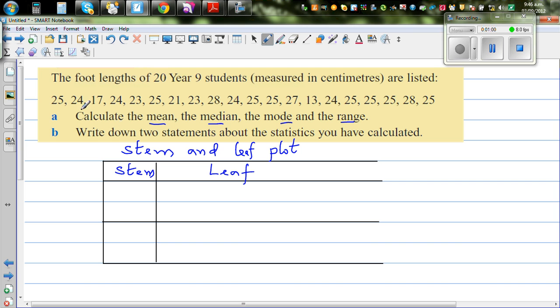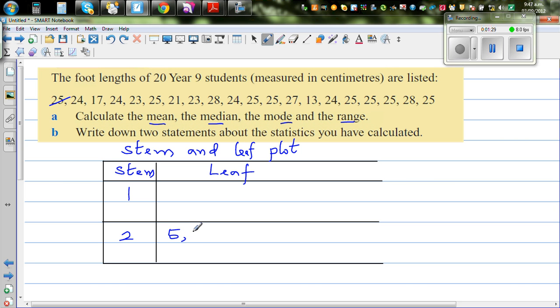In the stem, all these are two-digit numbers, so in the stem we put the first digit, the tens digit. So you have 1 and 2 in the stem. This is how we're going to read it: in the stem we put the tens place digit, and in the leaf we put the units place digit. The first data value is 25, so that is 2, 5.